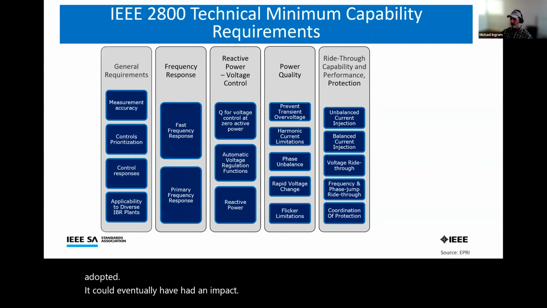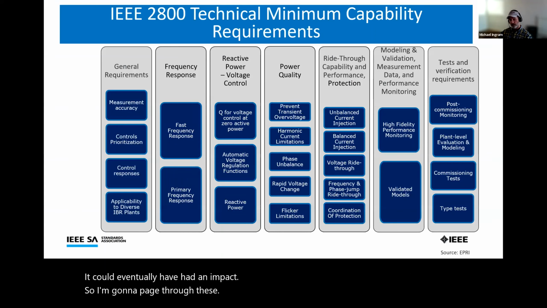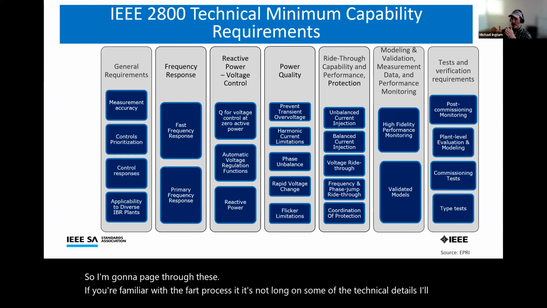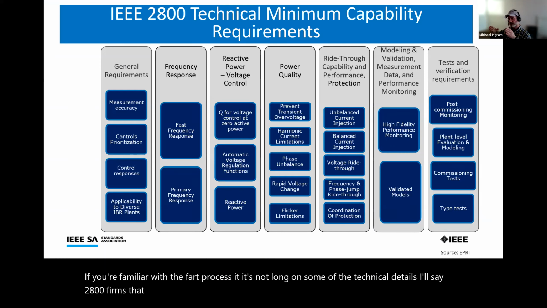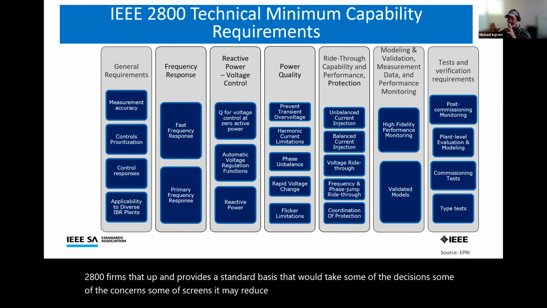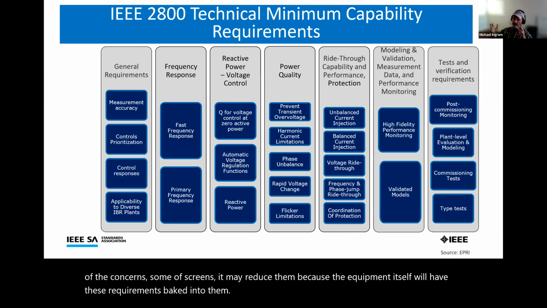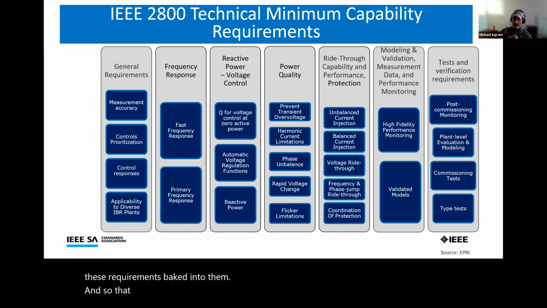So I'm going to page through these. If you're familiar with the FERC process, it's not long on some of the technical details, I'll say. 2800 firms that up and provides a standard basis that would take some of the decisions, some of the concerns, some of the screens, and it may reduce them because the equipment itself will have these requirements baked into it. And so that makes the equipment a better grid citizen, so to speak.